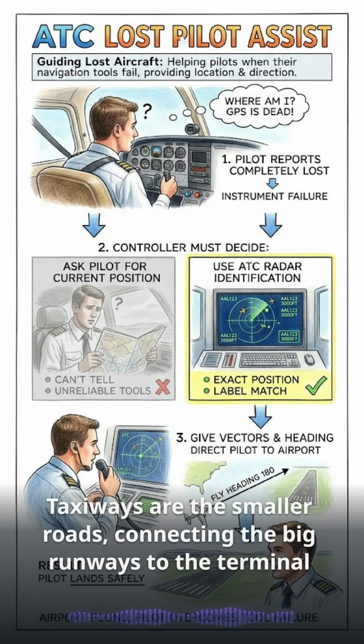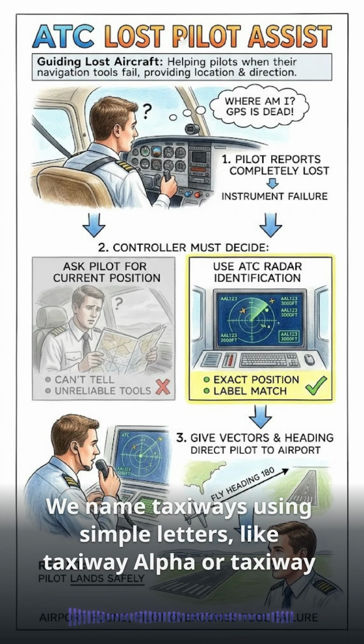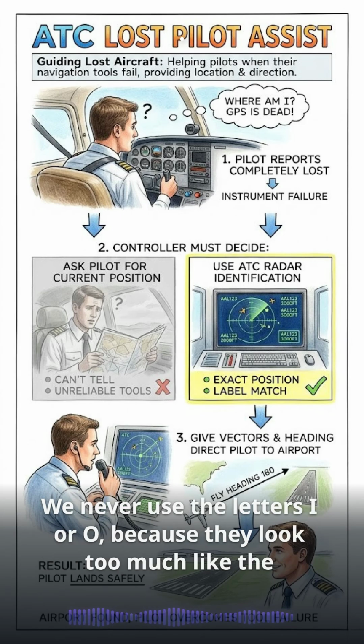Taxiways are the smaller roads, connecting the big runways to the terminal gates where passengers wait patiently. We name taxiways using simple letters, like taxiway Alpha or taxiway Bravo, to keep things very clear. We never use the letters I or O, because they look too much like the numbers 1 and 0.